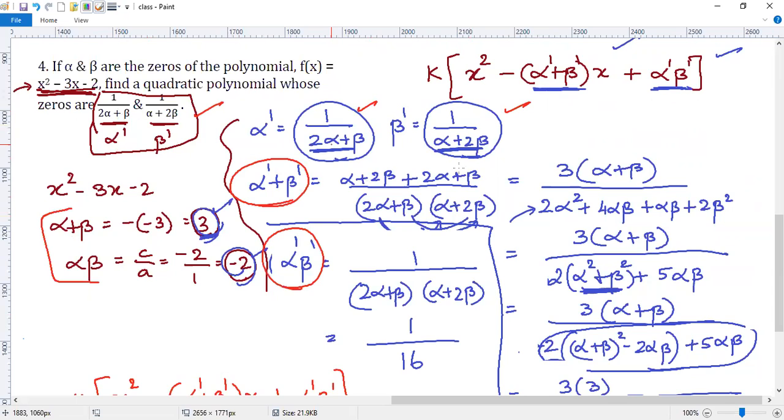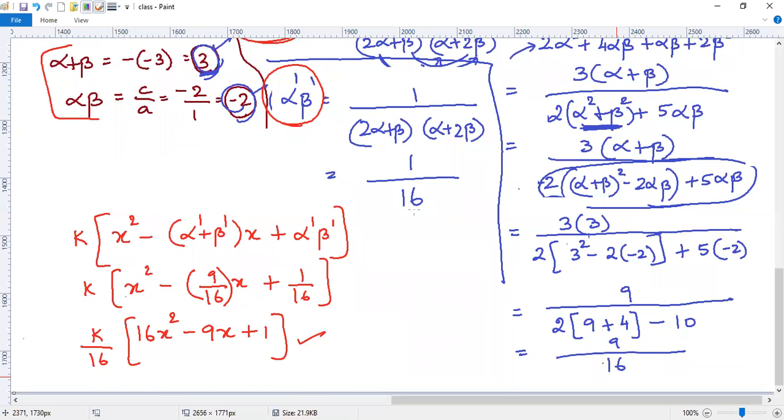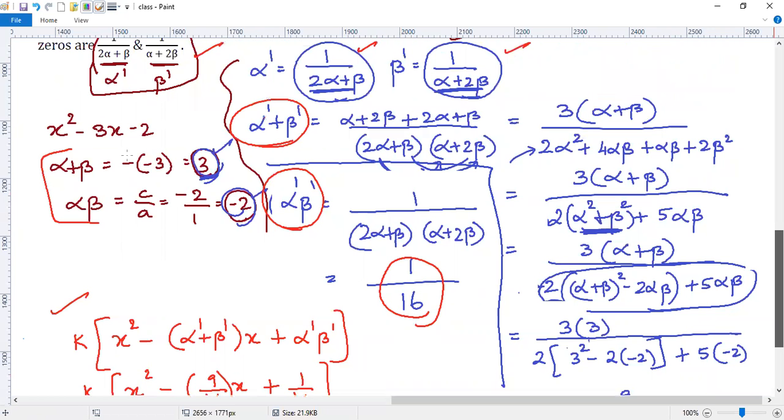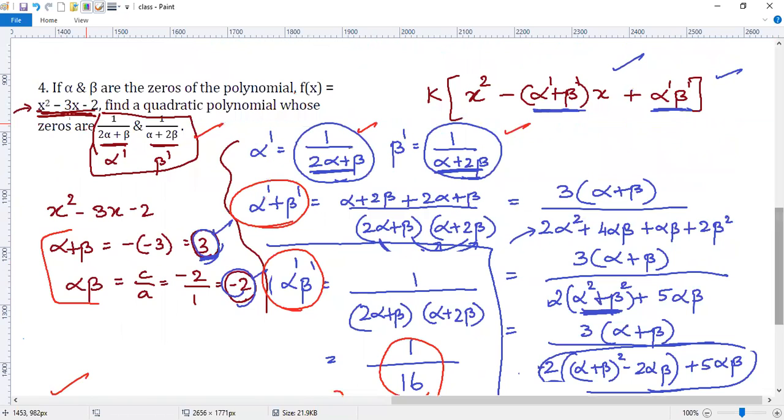So since the denominators get multiplied, we are using the formulas we had learned earlier in order to substitute, and we found out alpha dash plus beta dash to be 9 by 16 and alpha dash into beta dash to be 1 by 16. Substituting in the formula, we have got the new polynomial. Clear about this? So what was this method useful for? This was useful because the particular quadratic polynomial cannot be found by splitting the middle term. Clear about this?